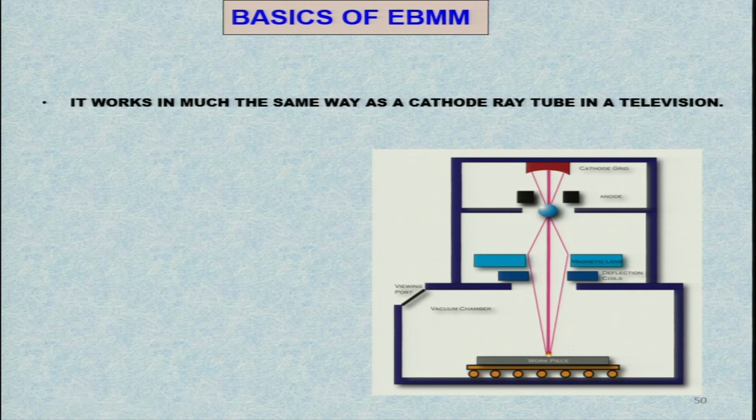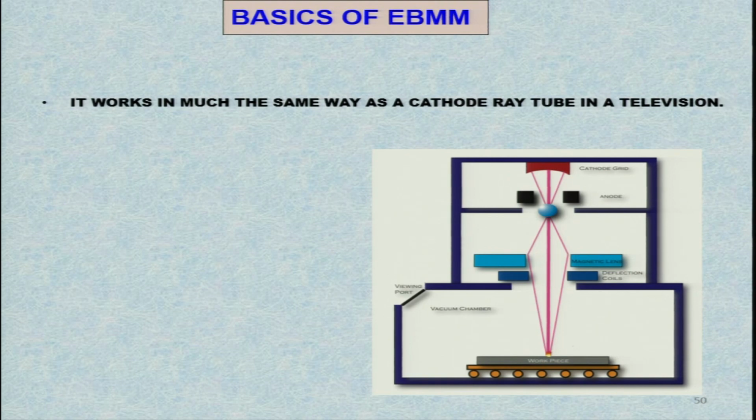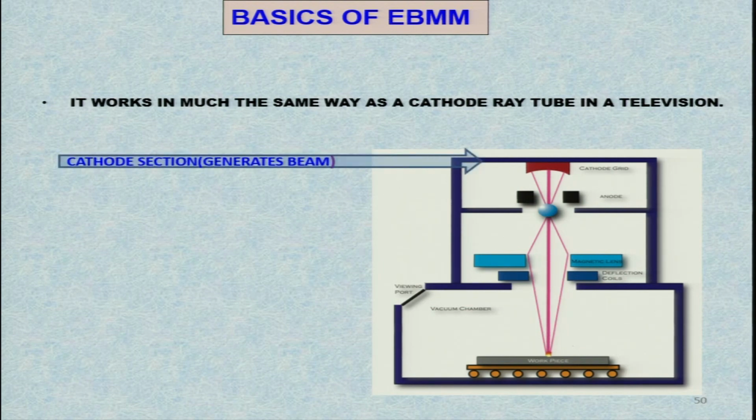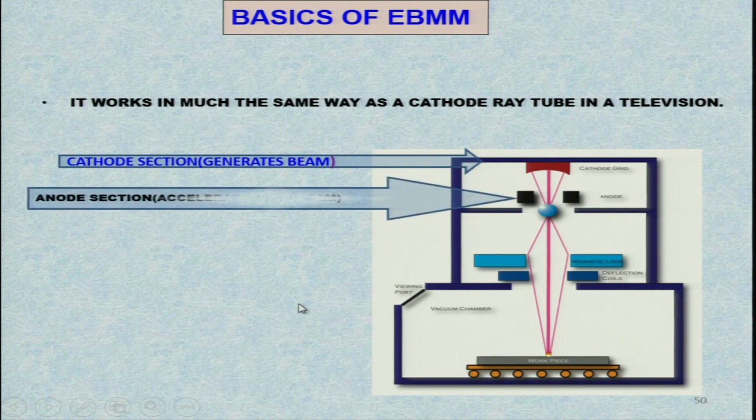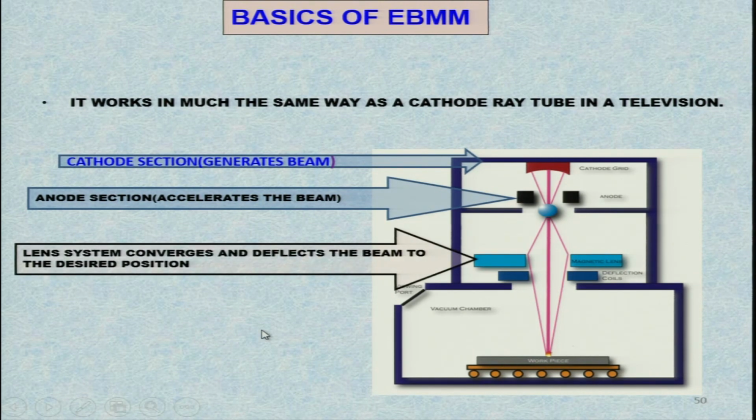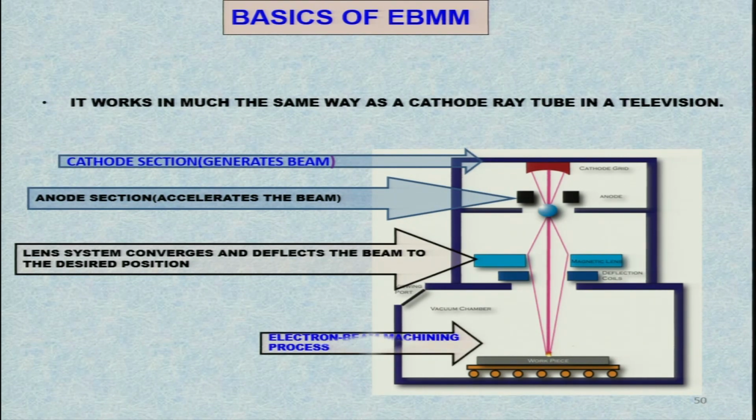As I mentioned in the earlier lecture, mostly electron beam micromachining is performed in vacuum, but in some applications you can perform it under the normal environmental conditions also. We will see what are the problems and advantages of performing that way. So cathode section generates the beam, anode section accelerates the beam, lens system converges and deflects the beam to the desired position, and electron beam machining process is shown over here.